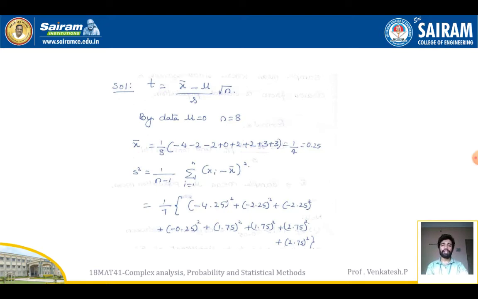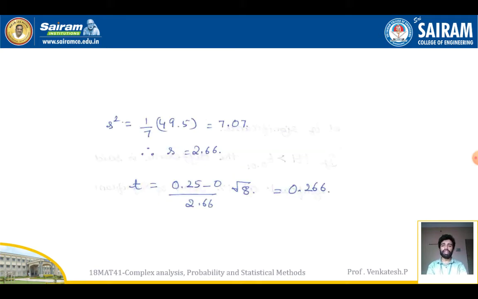Next is the standard deviation. s square can be estimated by 1 by (n minus 1) into the summation of i from 1 to n of (xi minus x bar) whole square. First we find the difference between each xi value and the mean x bar, square it, and add all the values, divided by n minus 1, I mean the degree of freedom 7. Then we can easily estimate the standard deviation s. So s will be equal to 2.66.